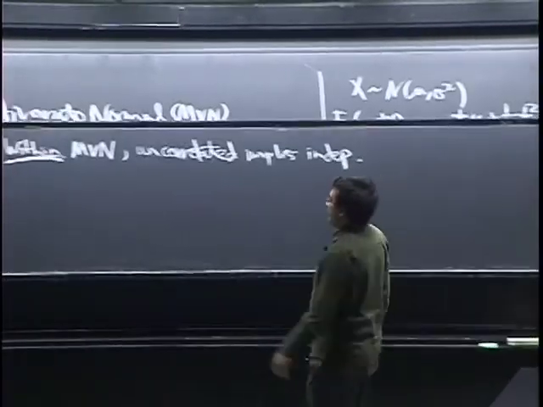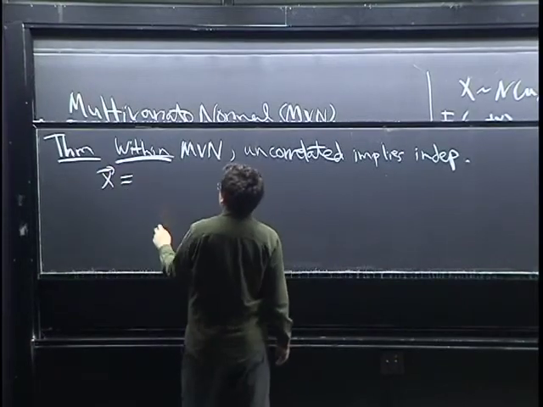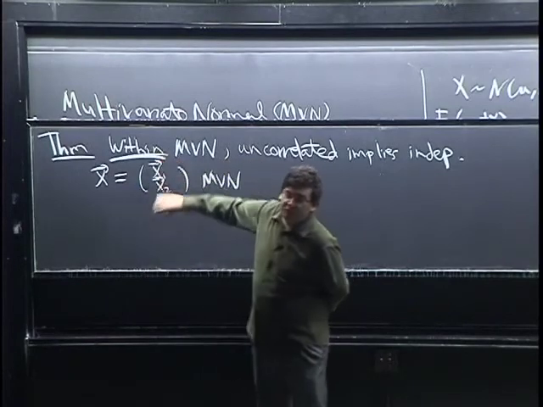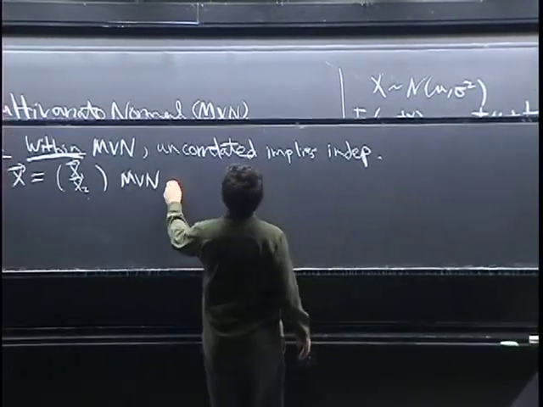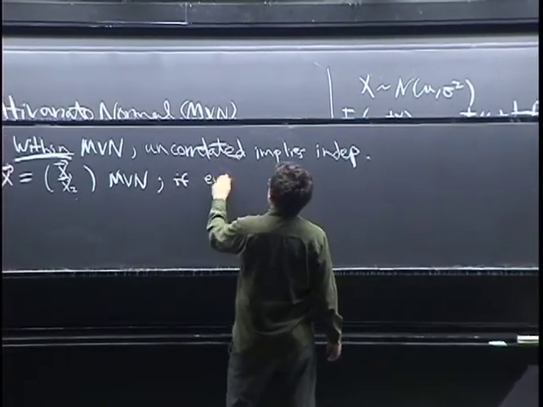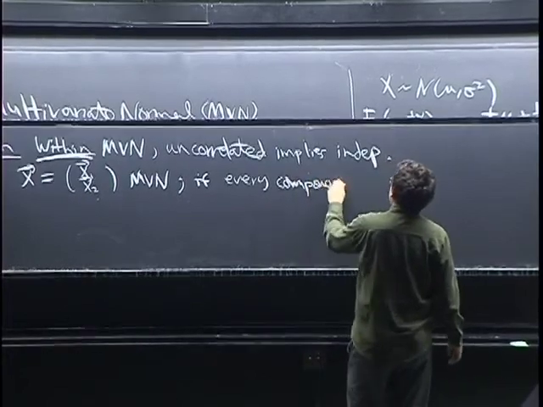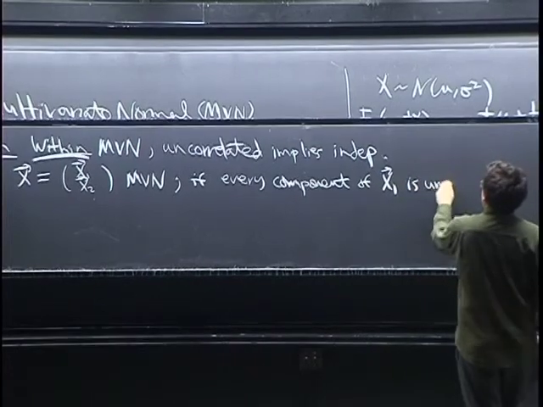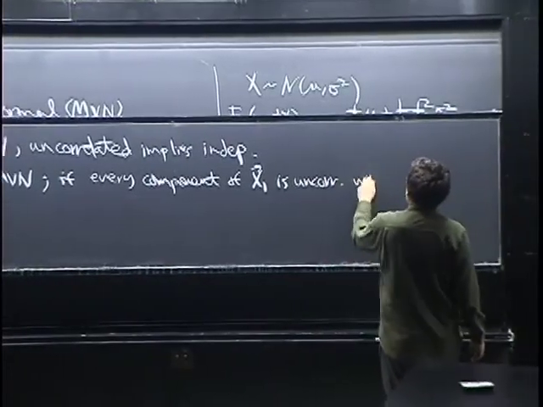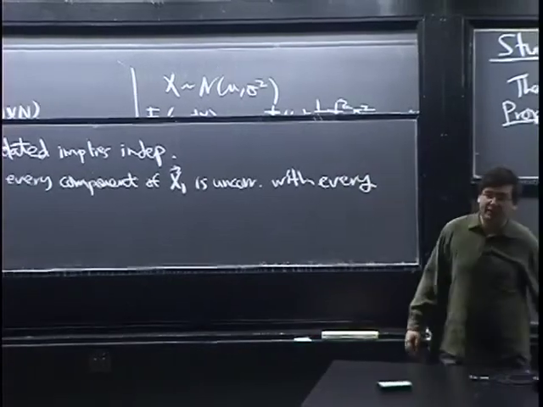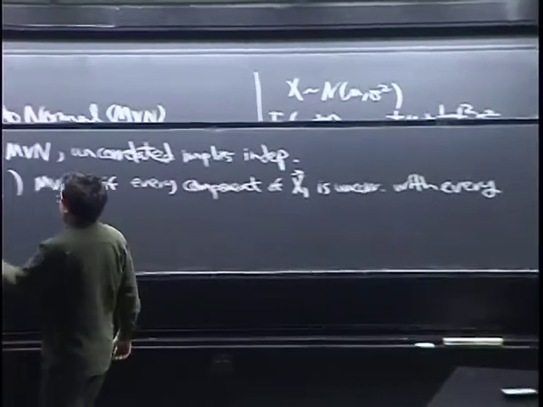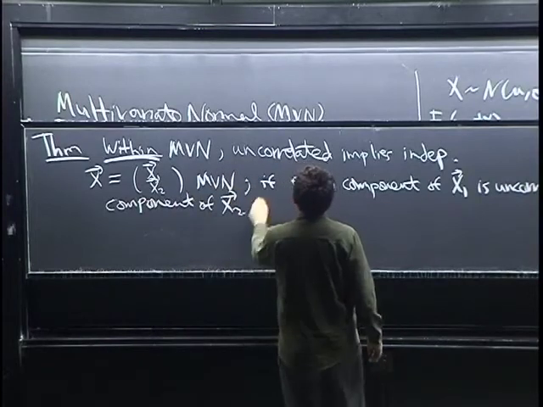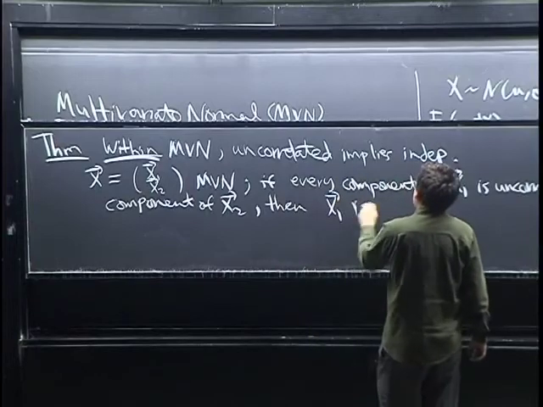In other words, just to write this out, let x be our vector, but let's say we split it up into x1 and x2, MVN. So we have a multivariate normal, and we split it up into two vectors. Then the statement is that if every component of x1 is uncorrelated with every component of x2, then they're independent. So take any component of x1 and look at the covariance between that and any component of x2. If they're all 0, then x1 and x2 are independent. So x1 is independent of x2.